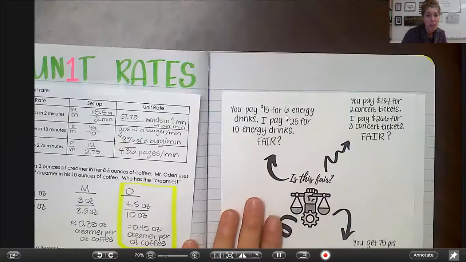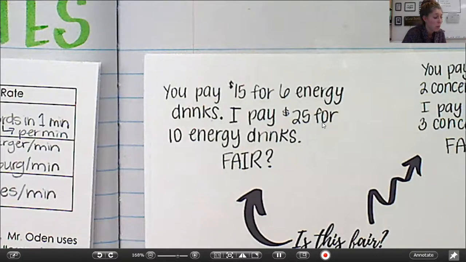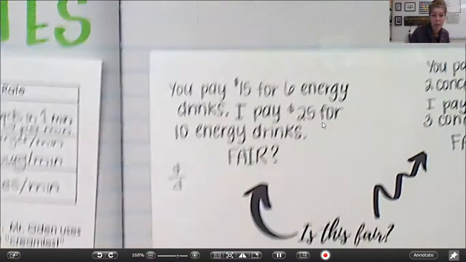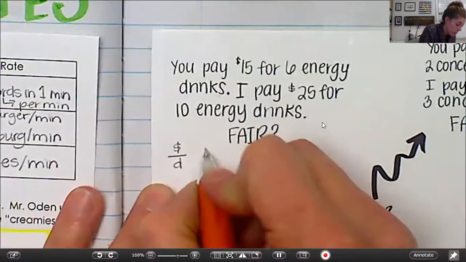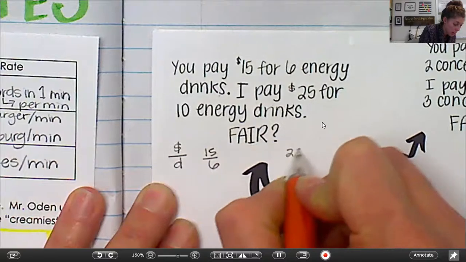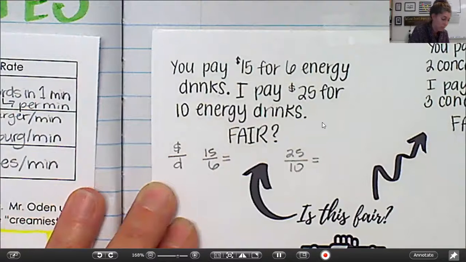I'm going to zoom in on this first one. Let's say you pay $15 for 6 energy drinks. I pay $25 for 10 of those same energy drinks. Is that fair? So what I think would be helpful is to know the dollars per drink that each person is paying. So I'm going to do dollars over drinks. There's my little setup. Okay. 15 over 6. And I'll do another one on this side, 25 over 10. And let's see what those equal.